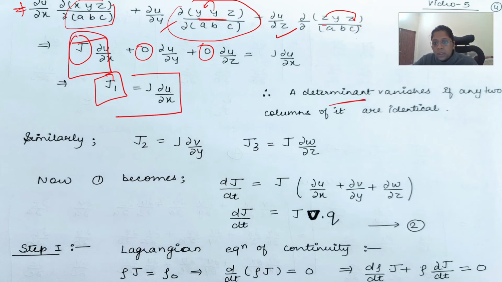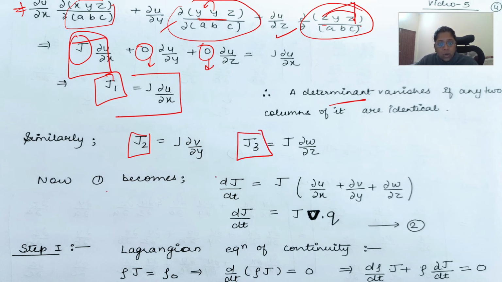Okay, when you open these you will get them in the form of determinants, and two rows or two columns are common. In that case the determinant value vanishes, so that's why we have put 0 here. Similarly we can do for J2, it will become J del v by del y. Similarly for J3, J del w by del z.